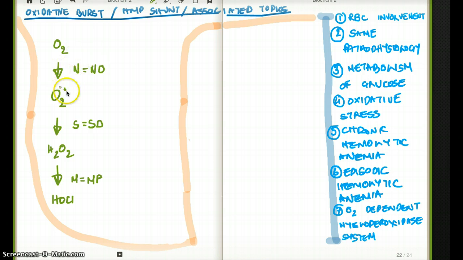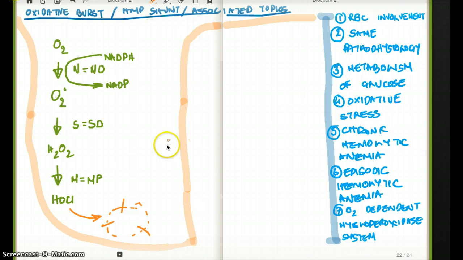Okay? This step, where we use NADPH oxidase, we also use one molecule of NADPH. We convert NADPH to NADP. So see this HOCl? This HOCl is then going to come and destroy our bacteria and kill it. And also this thing that I drew here, this is a phagolysosome. That is, we are taking the bacteria inside the cell and we are killing it and destroying it using bleach.